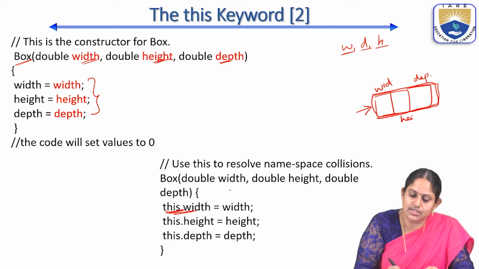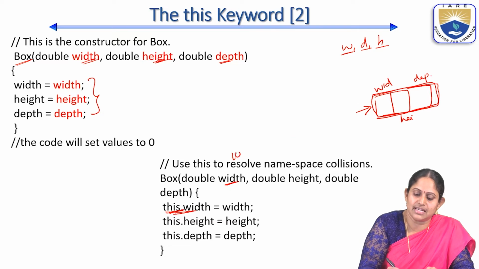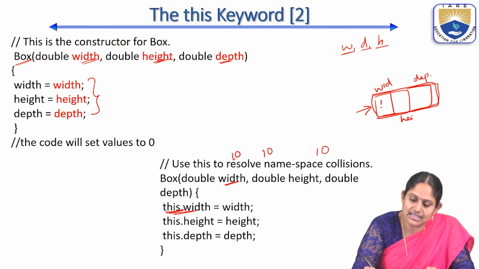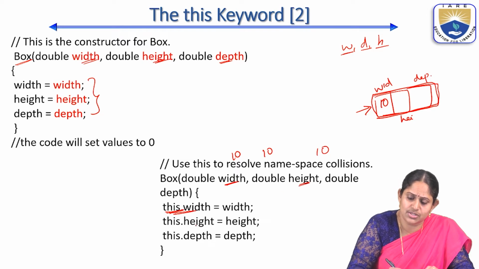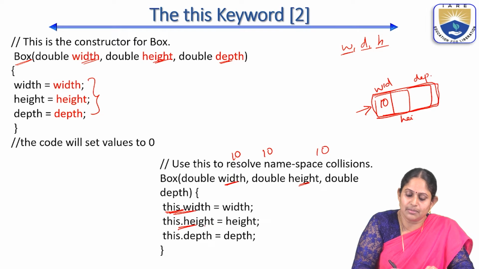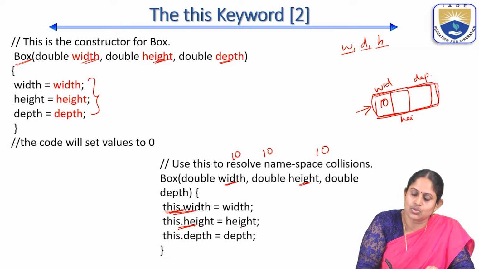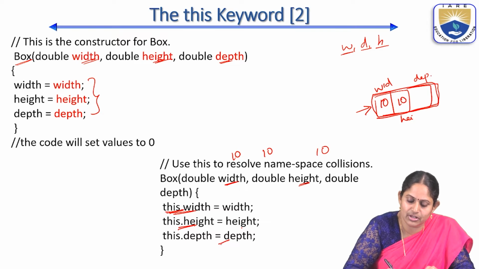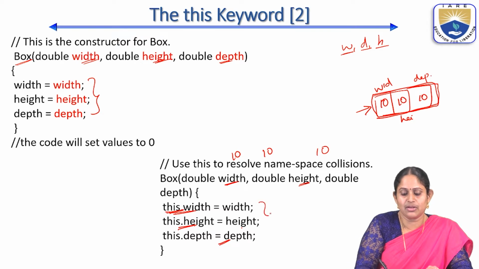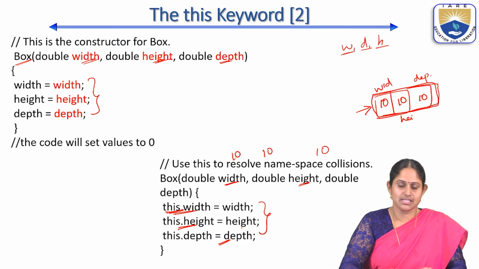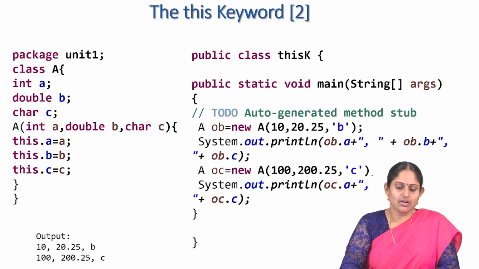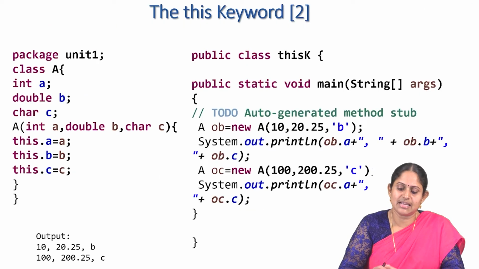So its width is set to what is being passed on. Let's say if we had passed 10, 10, 10, then that 10 will be stored over here. Then height is also set: this.height means that the object's height is set to what is passed from the constructor, so it will be set to 10. Similarly for the depth. So by using the this keyword, we can resolve namespace collisions. Now let's look at an example of using that.